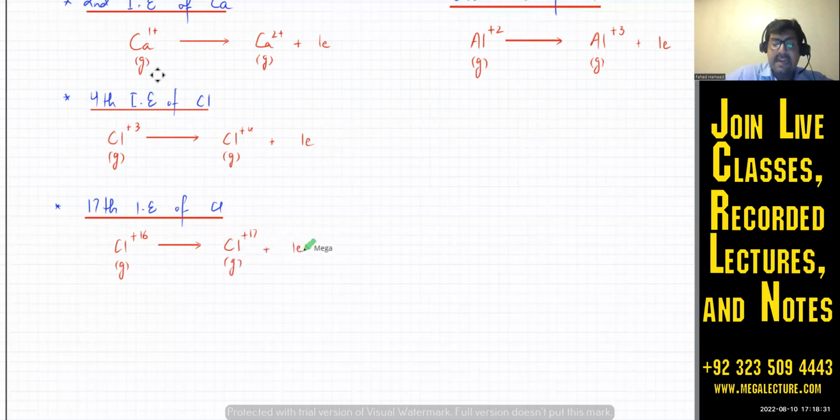Okay, so we hold a Cl atom in the lab, and we're trying to get rid of all the electrons around it. So the 17th electron, we're removing the 17th electron. Okay, is this clear? Is the equation clear to everyone? Yes sir.